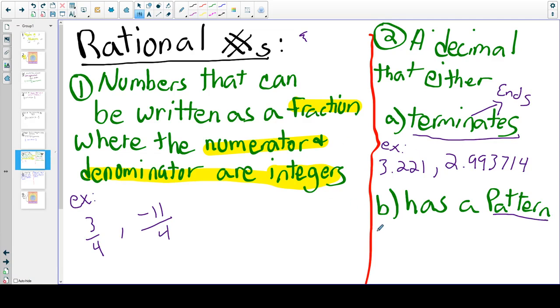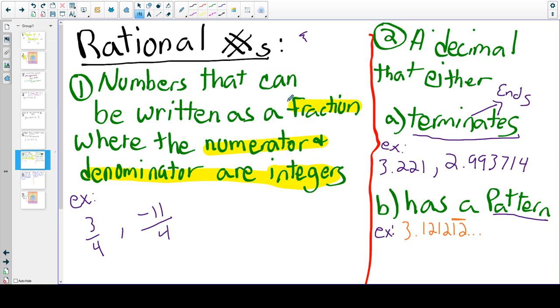So if I have, for an example, let me choose a different color. I'm tired of this color. Okay. If I did 3.12121, what do you notice is happening? 1, 2 is repeating. So you might see it like this with a bar on the top indicating that these two numbers repeat over and over again. Or you just might see a dot, dot, dot to show that it continues.